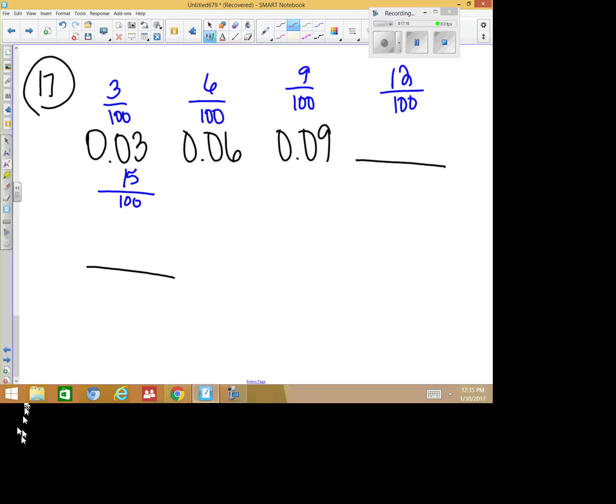Okay. So now let's write these as decimals. What is 1200ths as a decimal? 0.12. Right, 0.12. See how we ended in that hundredths place? What about this one? 0.15. Right.